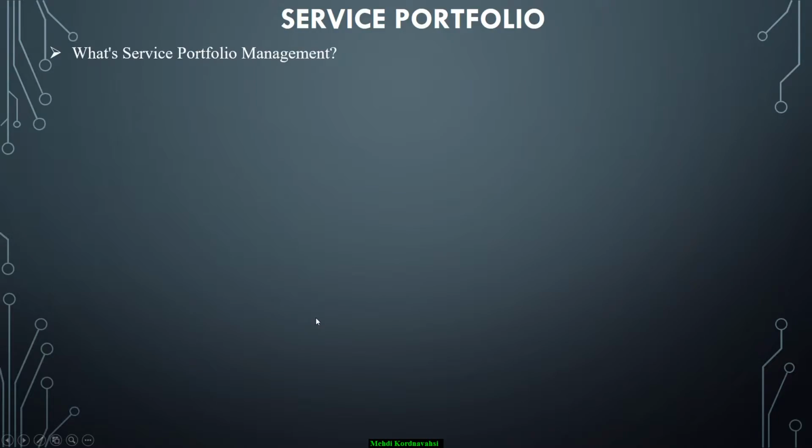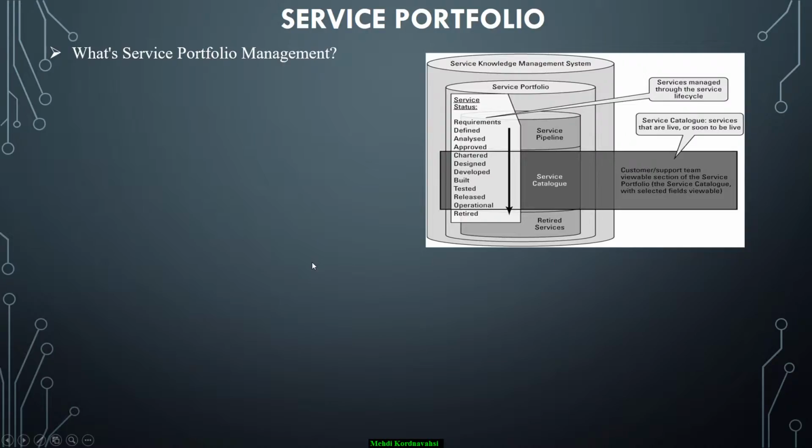In the next picture, the service portfolio, it illustrates how developments to a service can be managed through the life cycle by recording their status in the service portfolio. For example, when the new version of the sales service is moved into the live environment, it will be given the status of operational. Let's ask, what is service portfolio management?